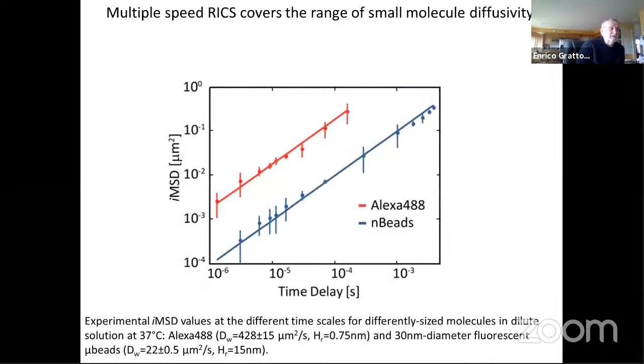And to give you an idea of how good the system is, for example, this is Alexa 488, which has a diffusion coefficient of 428 in water. And yes, it moves exactly with that diffusion coefficient. You can measure those values very accurately. And this is for beads, which also means they are diffusing, and they are diffusing more or less with the same speed.